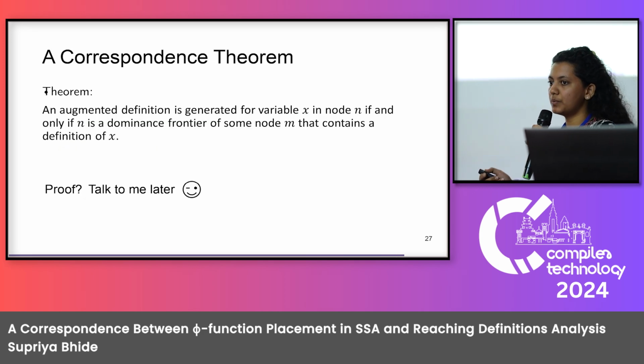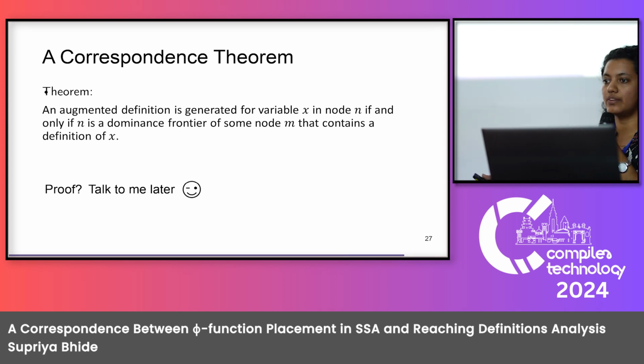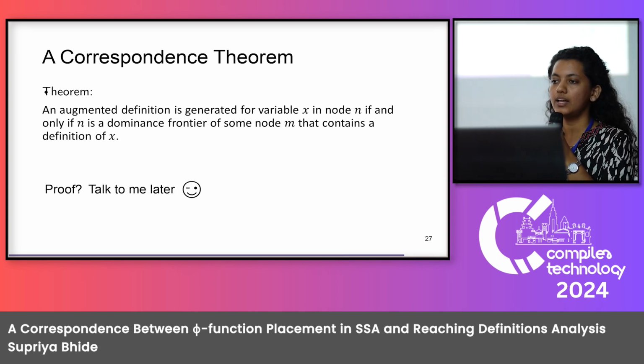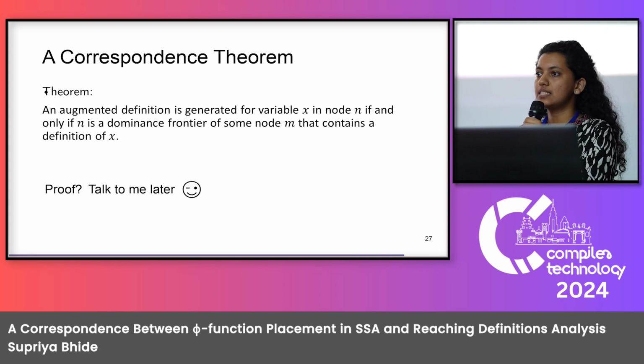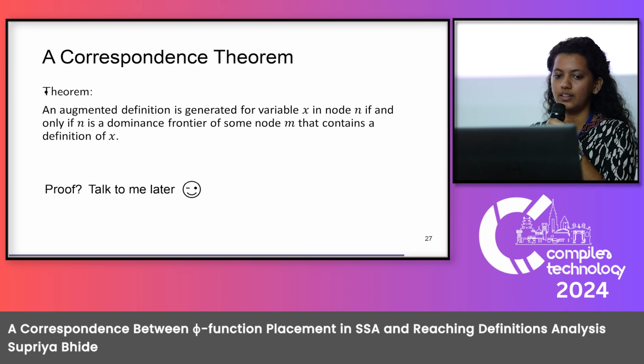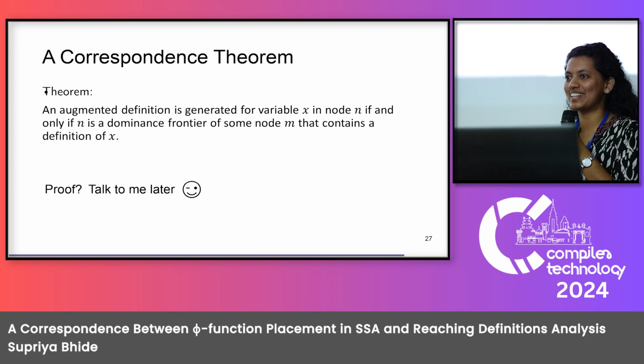So hence we propose a theorem that an augmented definition is generated for a variable x in node n if and only if n is in the dominance frontier of some node m that contains a definition of x. So this means that the node at which we are inserting this newly generated augmented definition is in fact the dominance frontier in that particular control flow graph. If you need a proof, then talk to me later. We can take it offline.